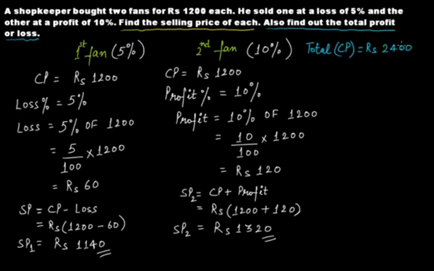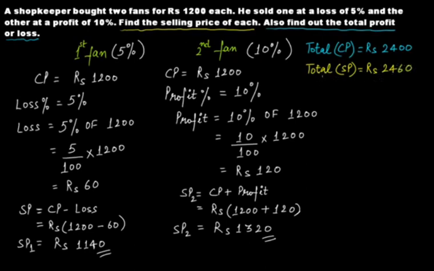Okay, tell me the total selling price of these two fans if you combine them. We have calculated the individual selling prices. Now add them together. So the total selling price will be, if you add these two, rupees 2460. Let me check it again. 1140 plus 1320, yes, 2460. So this is the total selling price.